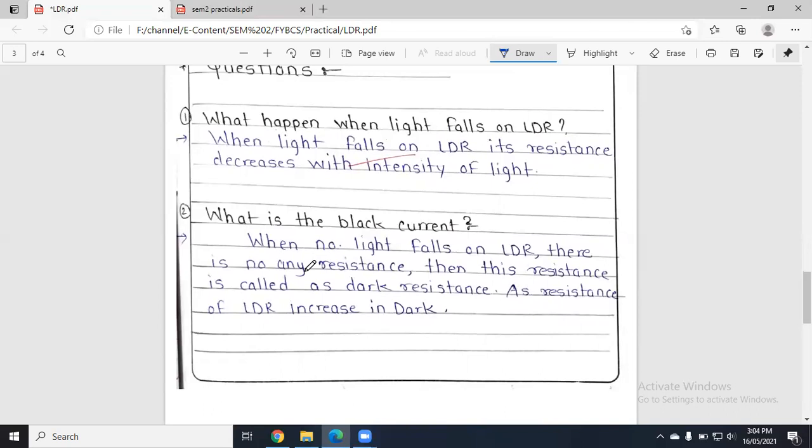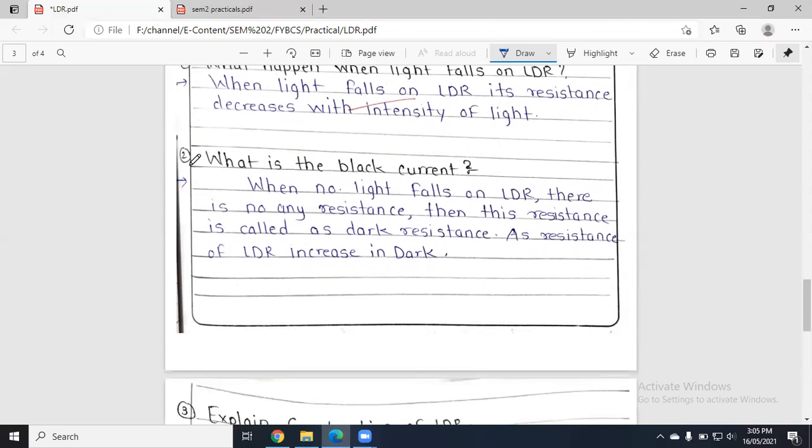Okay, what is the dark current? Now this is going to be very important. What is dark current? When no light falls on LDR, suppose we are not shining any kind of light on LDR, then there is a resistance, right? This resistance is called dark resistance, and because of that resistance, whatever current is flowing through the circuit is called the dark current.